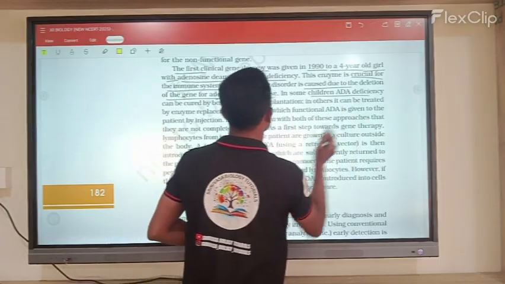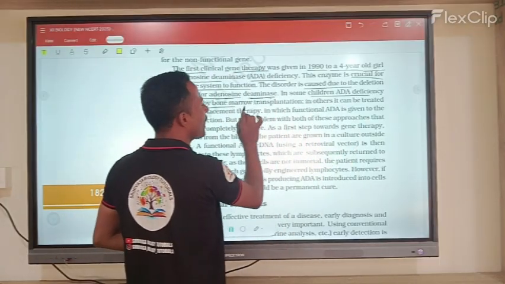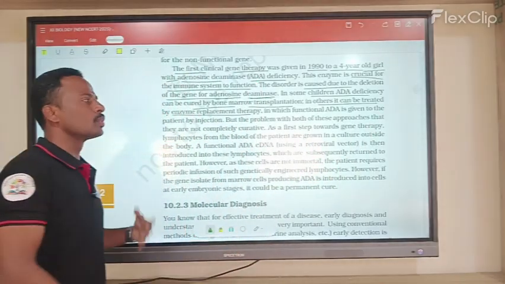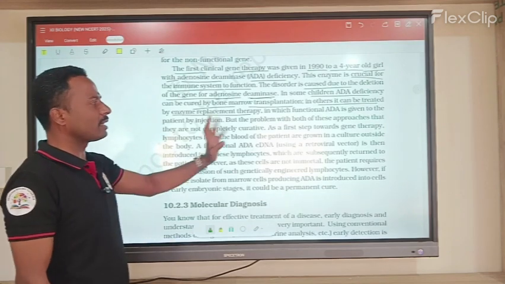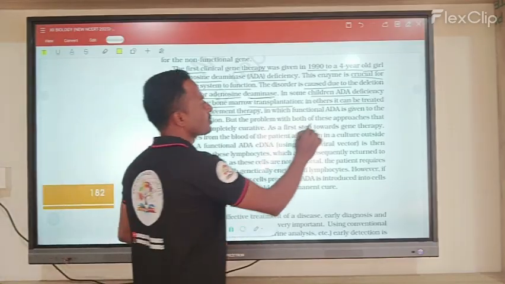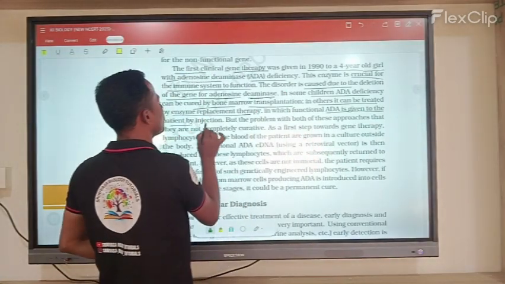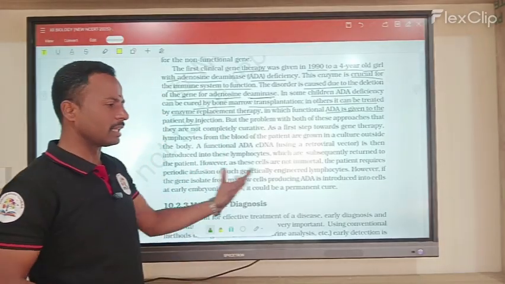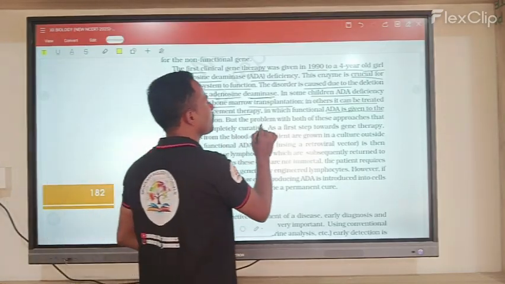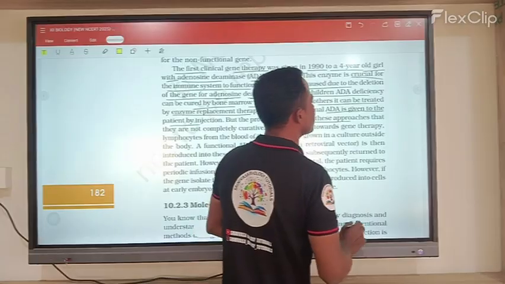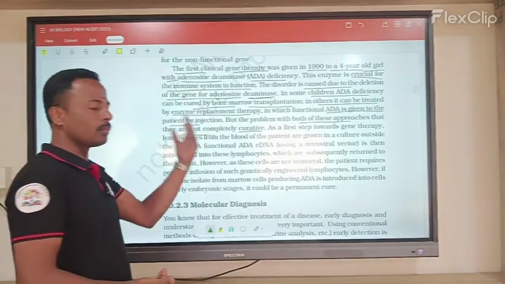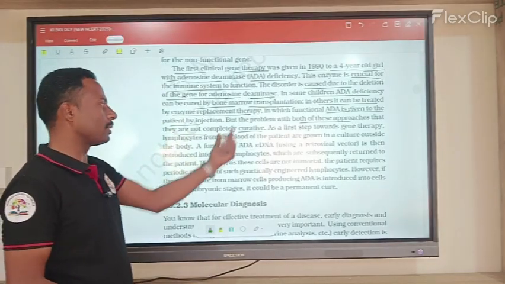Some children with ADA deficiency can be cured with bone marrow transplantation. Others can be treated with enzyme replacement therapy, in which functional ADA is given to the patient by injections. So they use enzyme replacement therapy as well as bone marrow transplantation to cure this disease. But the problem with both these approaches is that they are not completely curative. They are not permanently curative.